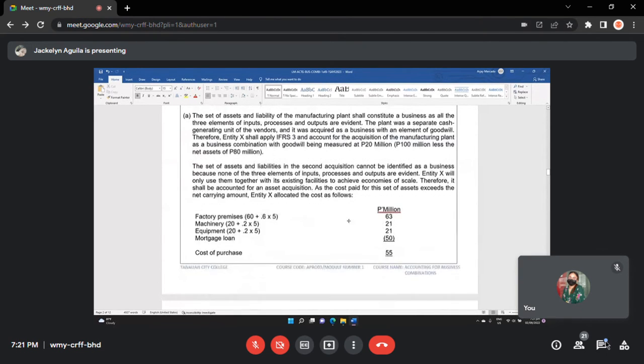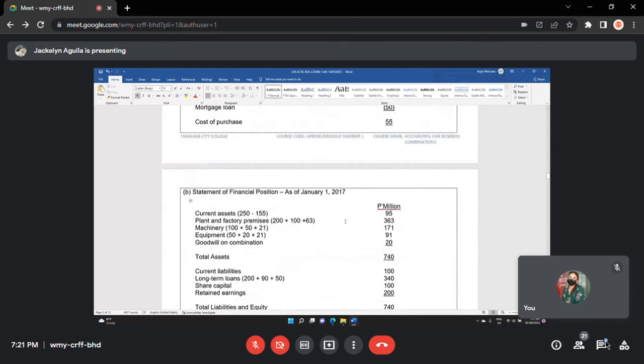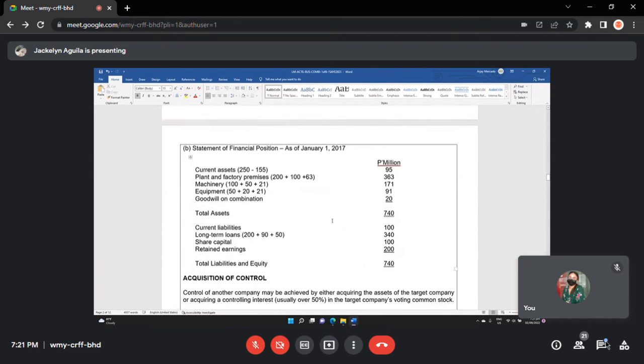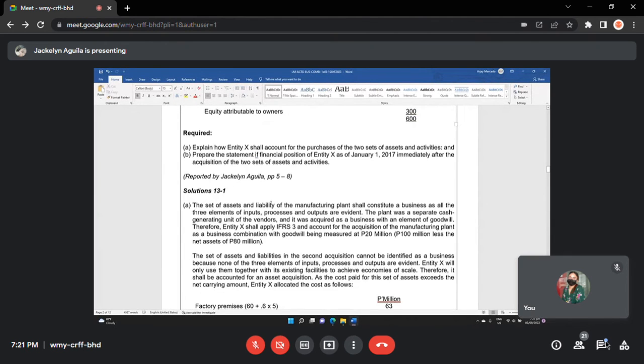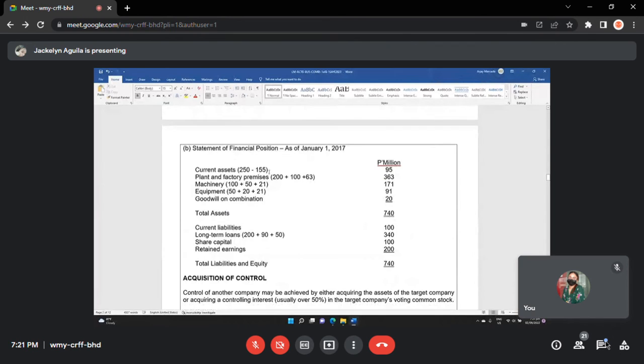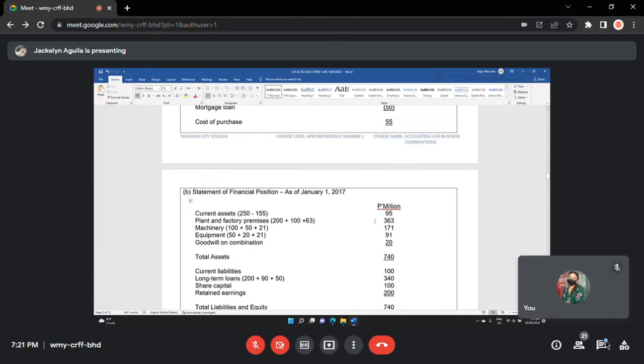Sabi naman po, ang hinahanap naman po sa BI yung financial position po ng entity X as of January 1, 2017. Yung current assets 95 million, yung 250 po na nakuha po siya sa current assets sa financial position po nung 2016. At yung minus 155, yun po yung 100 million plus 55 na cost of purchase. Ito po. At yun nga po, 95.